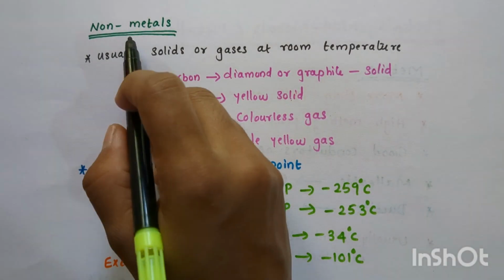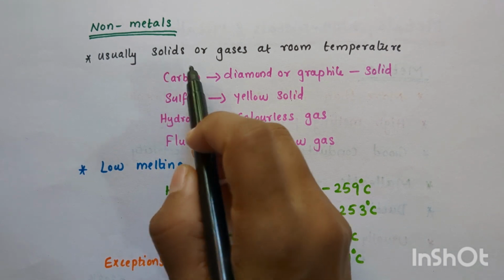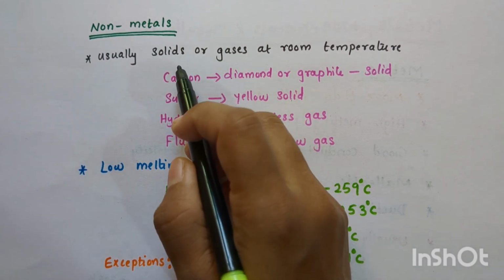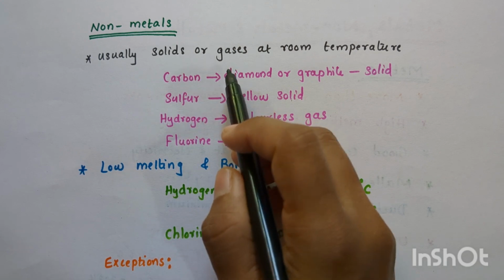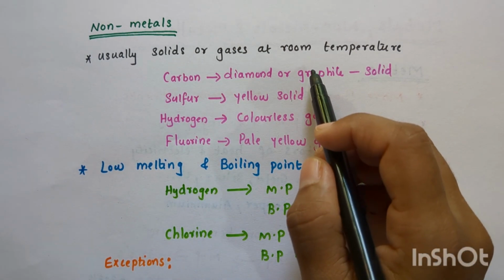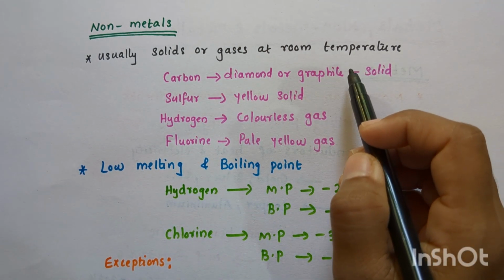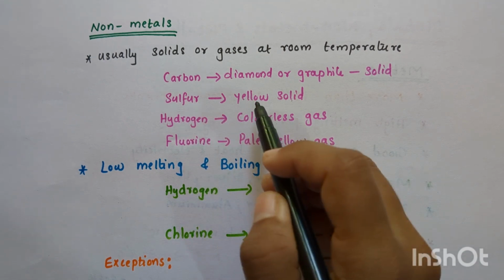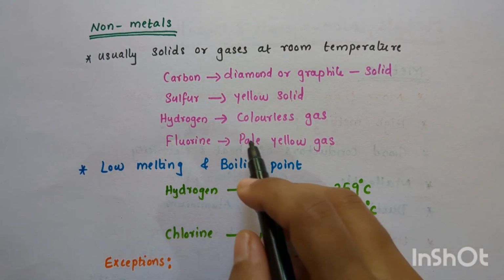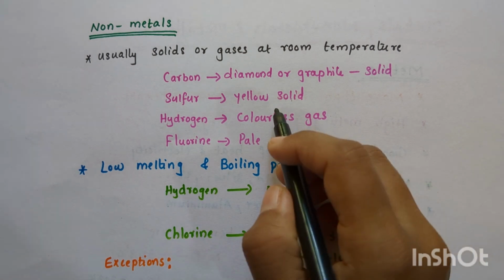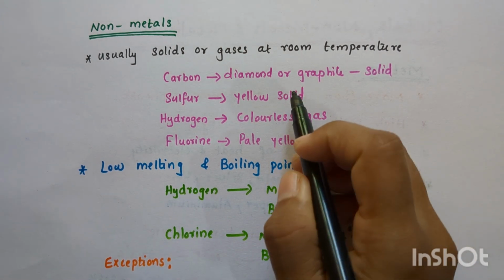Non-metals are usually solids or gases at room temperature. For example, carbon in its allotropes, diamond or graphite, is a solid non-metal. Sulfur is a yellow solid. Hydrogen is a colorless gas. Fluorine is a pale yellow gas. So non-metals are usually solids or gases at room temperature.